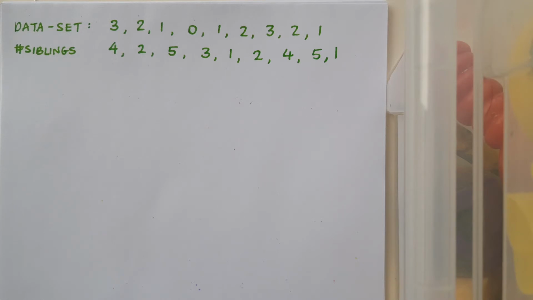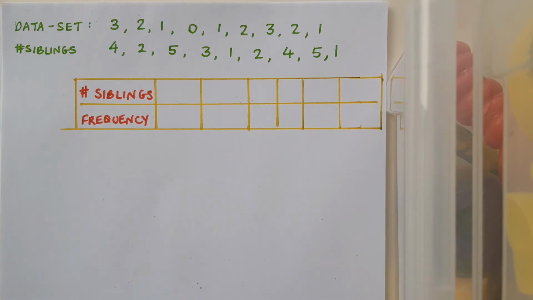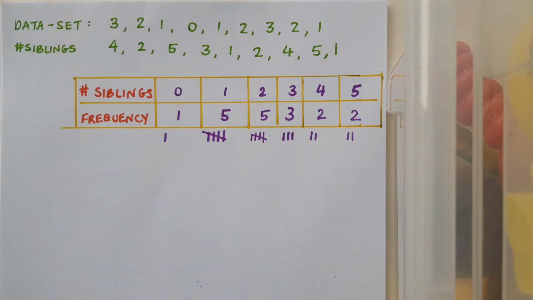Here's another example of changing a regular data set into a frequency distribution table. This time I recorded the number of siblings of the different girls in my class. And I'm going to transfer this information from being just a regular list into a frequency table. So this time my table's 2 rows are going to be titled number of siblings and frequency.